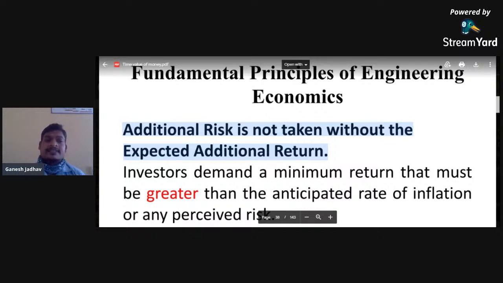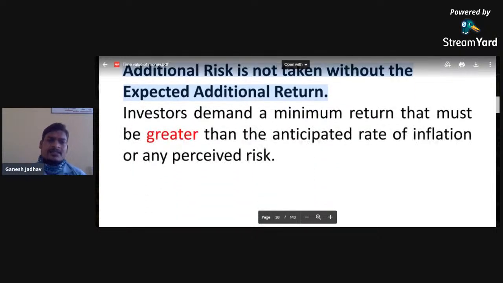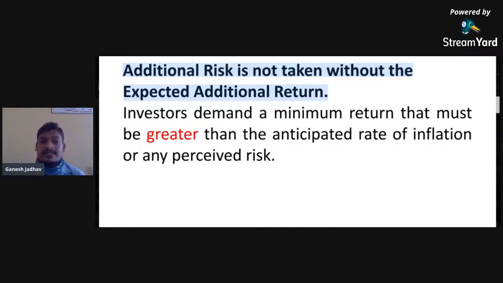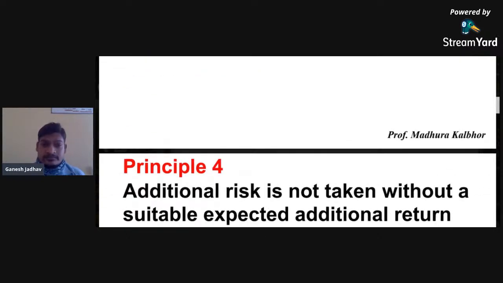Another one is: the investor demands a minimum return that must be greater than the anticipated rate of inflation or any perceived risk. So this is the demand: the investor demands a minimum return greater than the anticipated rate. Whatever risk you are required to take, at that time you expect an additional return also. So this is the principle.